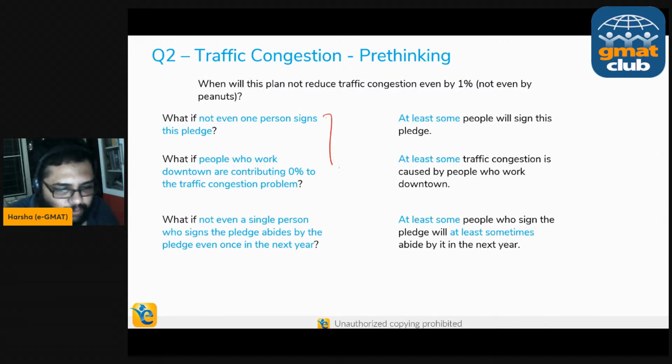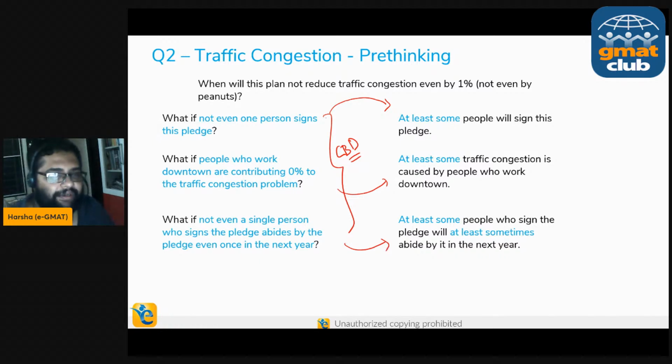Once you've arrived at what I call conclusion breakdown scenarios, the scenarios where your conclusion breaks, the weak points in the argument, once you figure that out by pre-thinking, just by simply negating it, you'll arrive at assumption ideas, right? What if not even one person signs the pledge? So the assumption is at least some of these people sign the pledge. For the assumption that came from the group, when Manorama pointed out, what if nobody works downtown? So the underlying assumption is at least some people work downtown. That's also required for this plan to work.